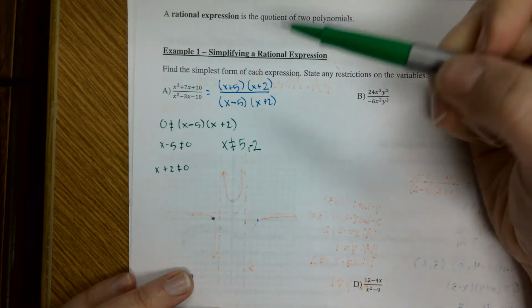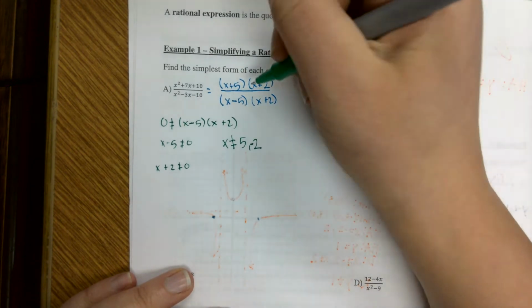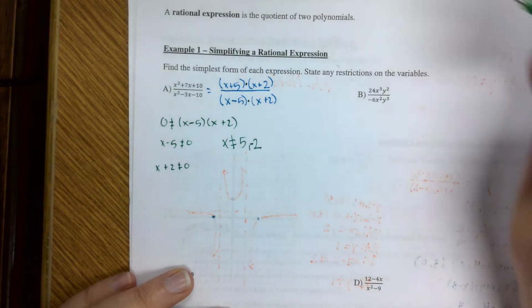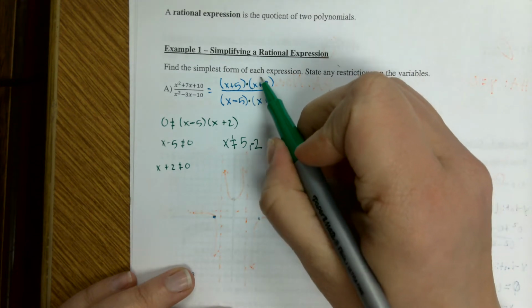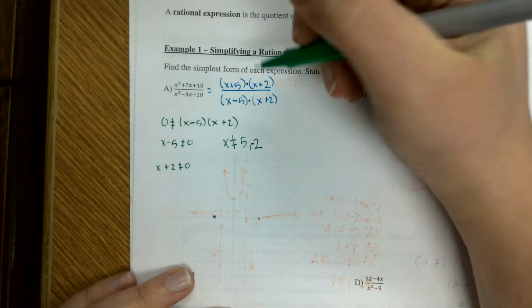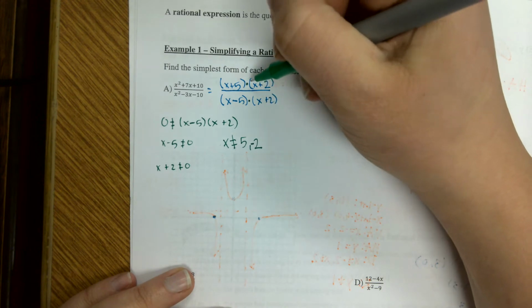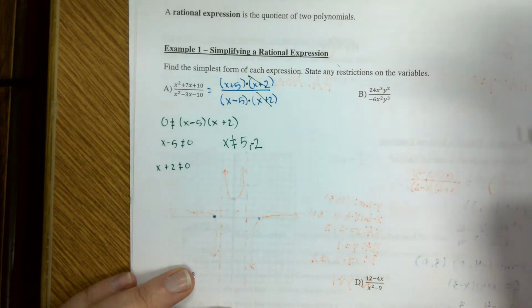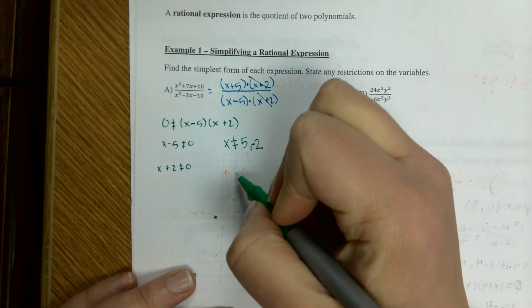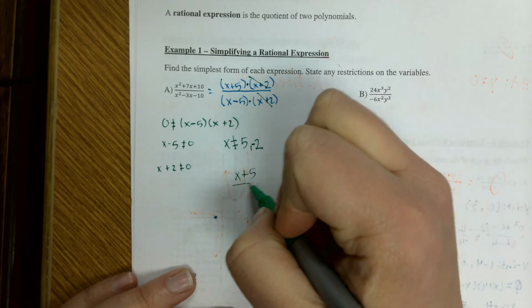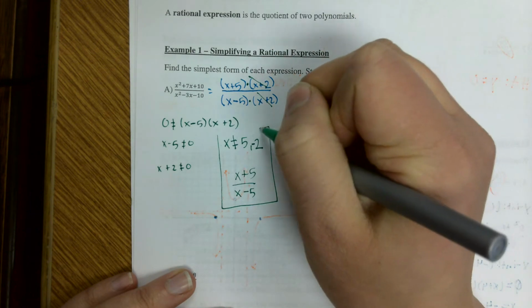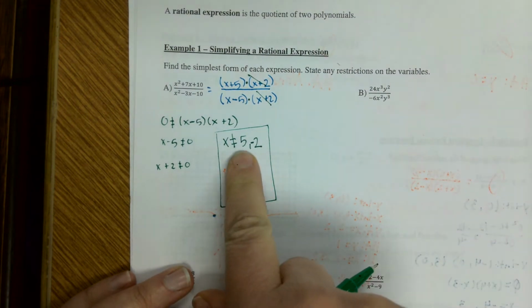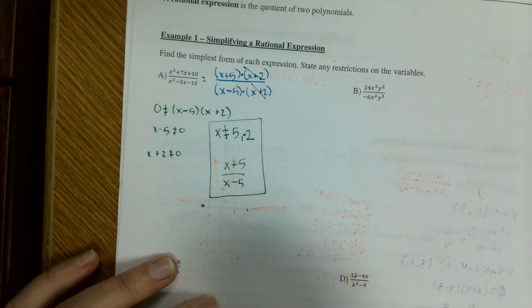So when I'm looking at this equation, you can only simplify if there's multiplying in between two things. Since this whole thing is multiplied and this whole thing is multiplied, and they're the exact same, both of them adding, these two can cancel each other out. So what I'm left with is x plus 5 over x minus 5. This right here is my final answer. So you need to have your restrictions and your simplified equation.